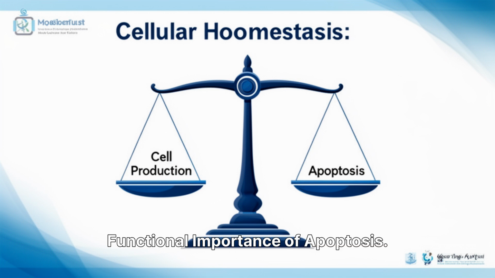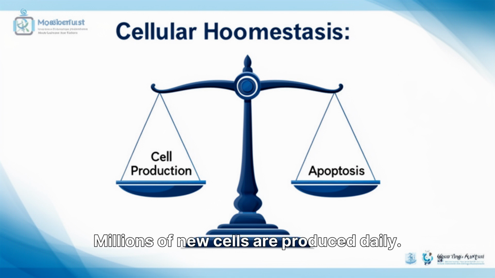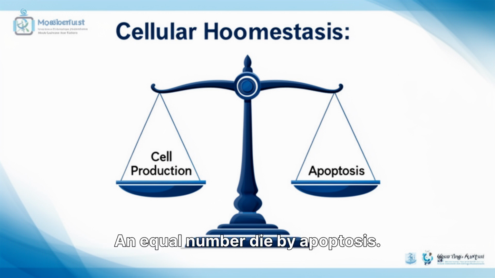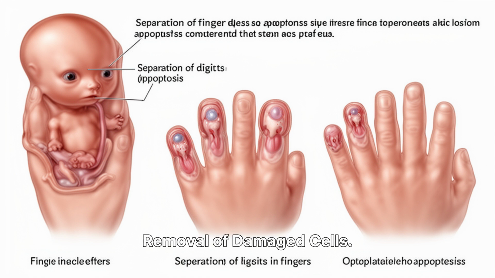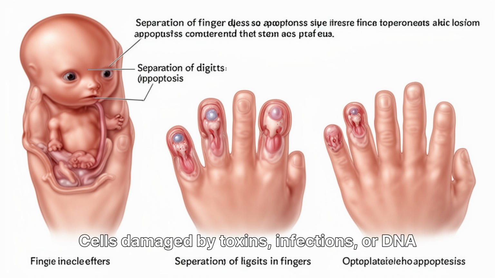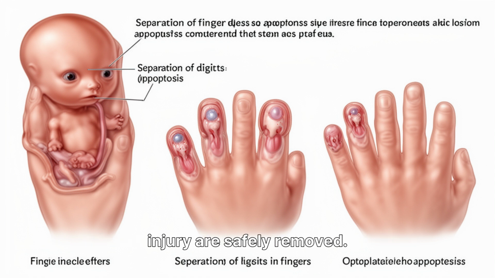Functional importance of apoptosis. Apoptosis plays several critical roles. 1. Maintenance of cellular balance. Millions of new cells are produced daily. An equal number die by apoptosis. This maintains cellular homeostasis. 2. Removal of damaged cells. Cells damaged by toxins, infections, or DNA injury are safely removed.